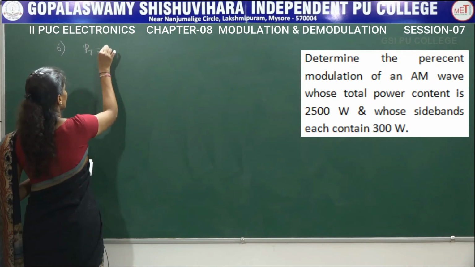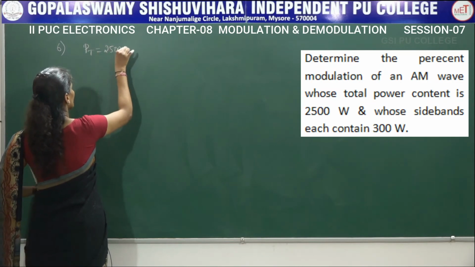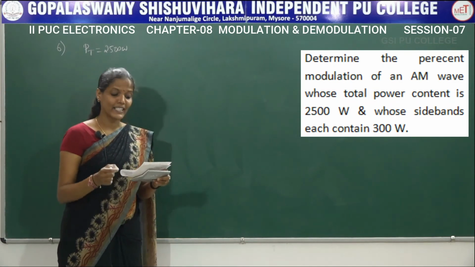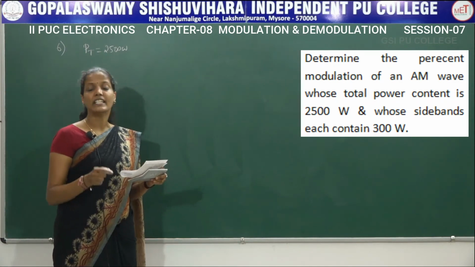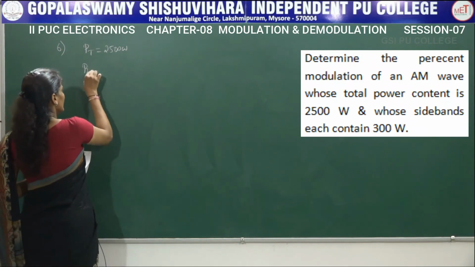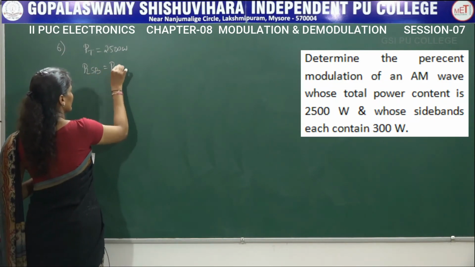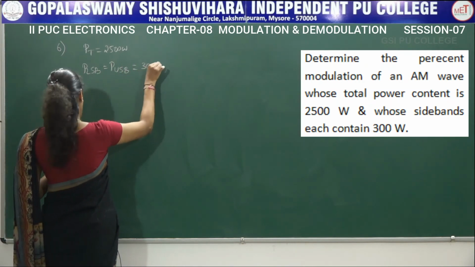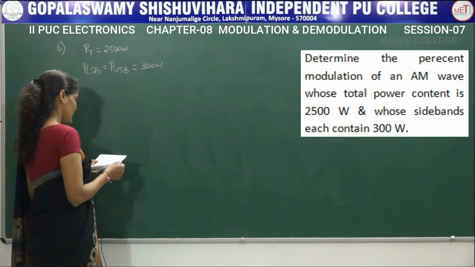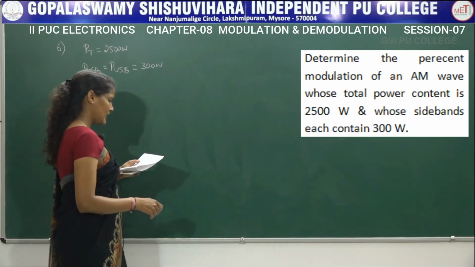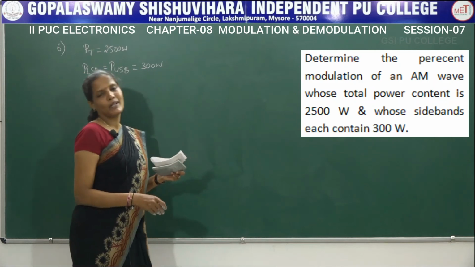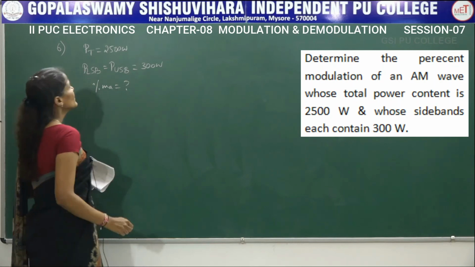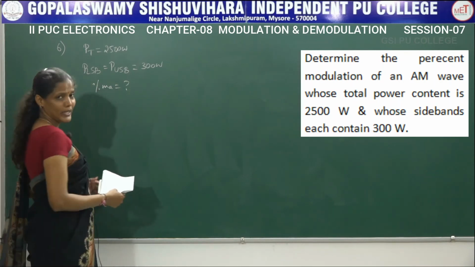Total power, which is nothing but PT, whose value is 2500 watts, and whose sidebands each contain 300 watts. That is PLSB and PUSB given. They have not given the total power of a sideband, whose value here is equal to 300 watts. Determine the percent modulation of an AM wave. Percent modulation means percentage MA, which you have to find out for the given value of PT and PSB.